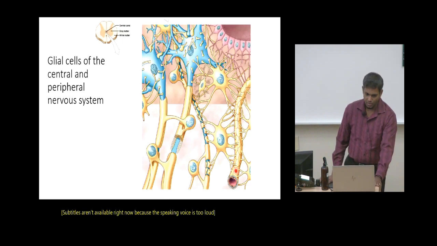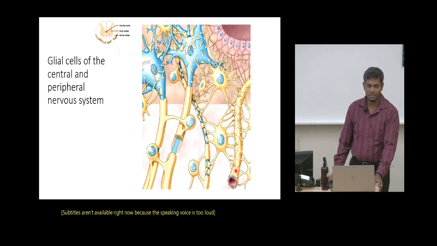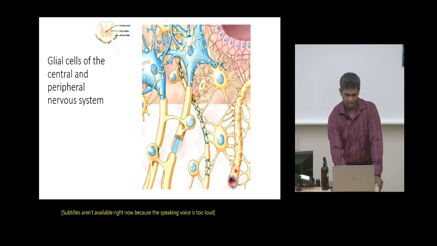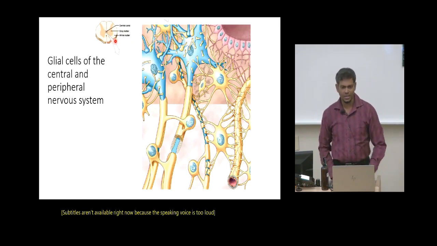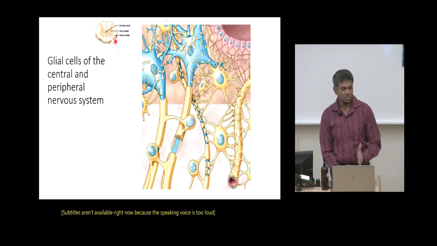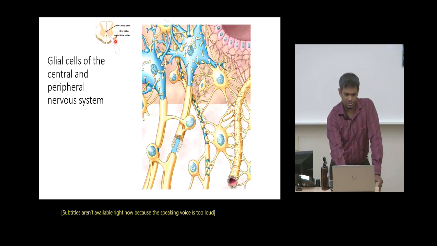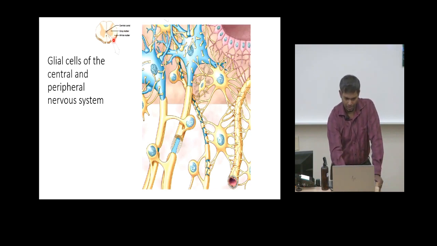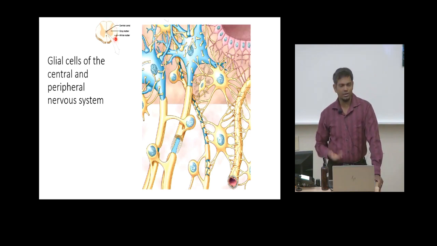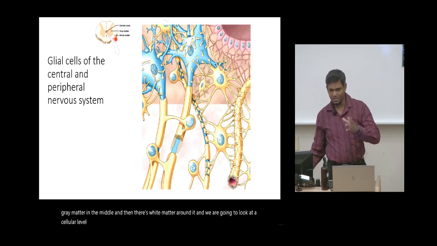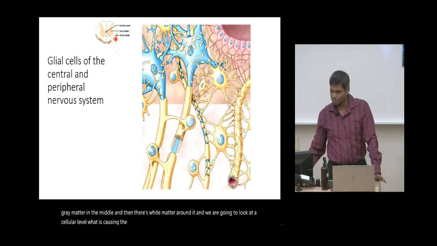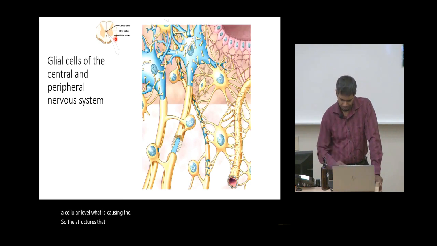So let's start with the glial cells, which are found in the central and the peripheral nervous system. Notice here we have a cross section of the spinal cord, and the spinal cord is part of the blank nervous system, peripheral or central? Central nervous system, right? You notice that there is this gray matter in the middle, and then there's white matter around it. We are going to look at a cellular level what is causing the structures that appear as gray matter or white matter.